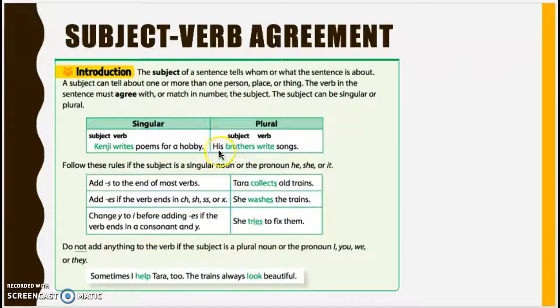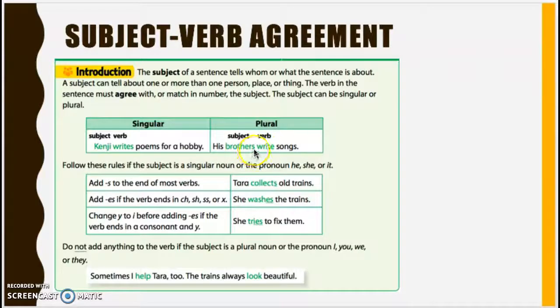All right, read this sentence with me. Ready, set, read. His brothers write songs. So let's see if we can find our subject. Who or what is this sentence about? If you said brothers, you would be correct. Now let's ask yourself, what are these brothers doing? If you said they write, you would be correct. So we have our subject, brothers, and our verb, write.